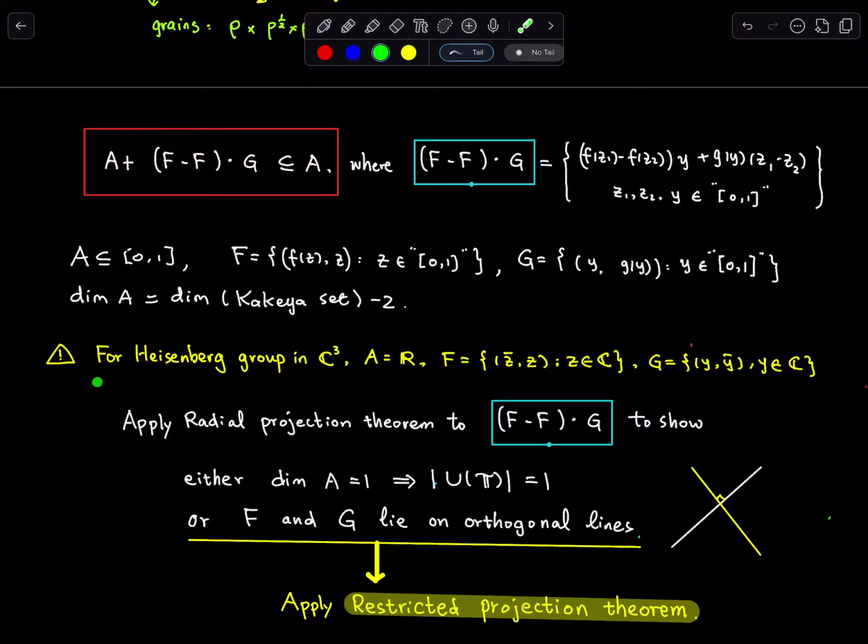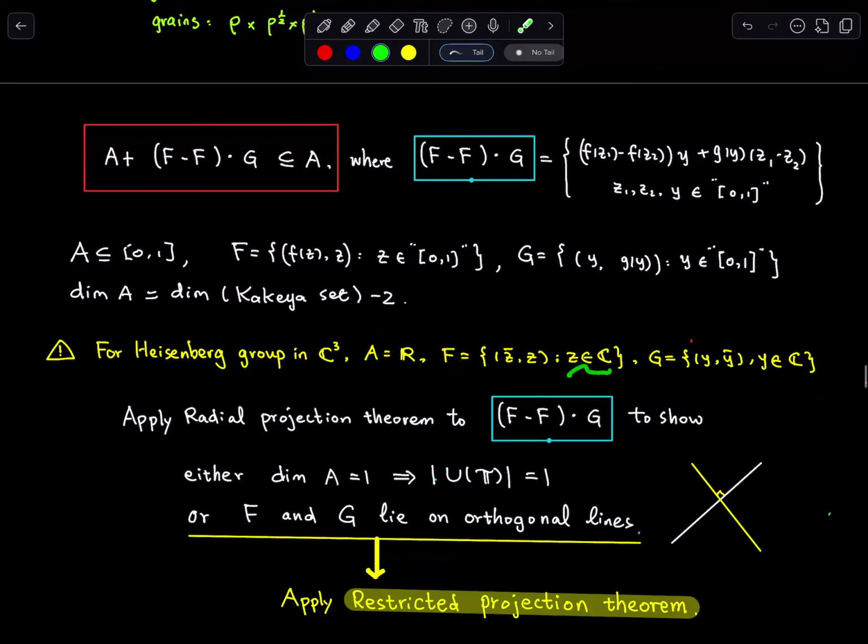So here is why. For the Heisenberg group in C3, we can take A equal to R, the real numbers. So it has dimension 1/2 of the complex numbers. And then we can take F to be z bar comma z. As we can see, F has complex dimension 1 because z is allowed to be any complex number. And then F minus F equals F, because z bar minus z bar is still z bar.